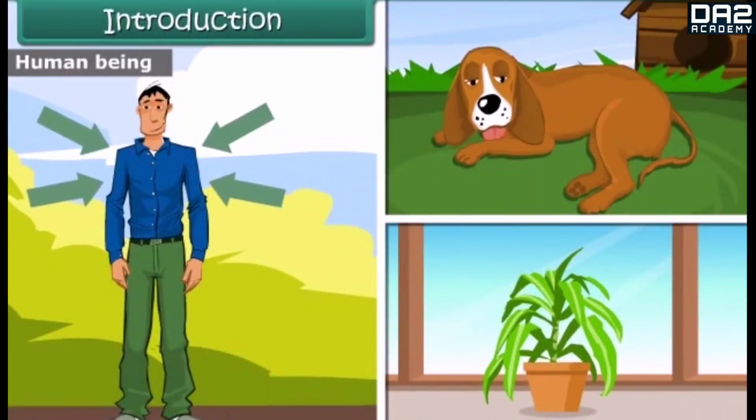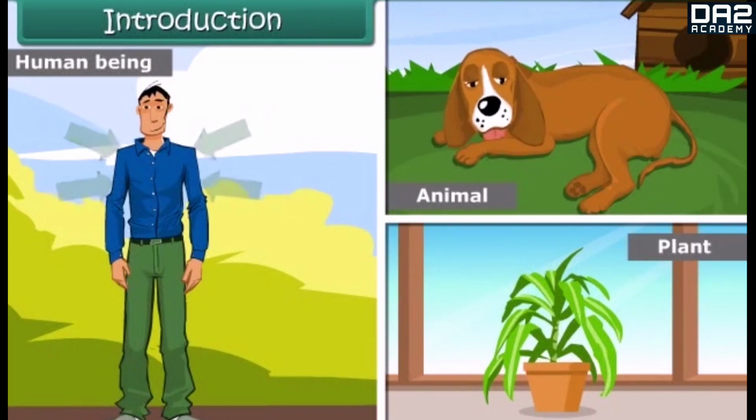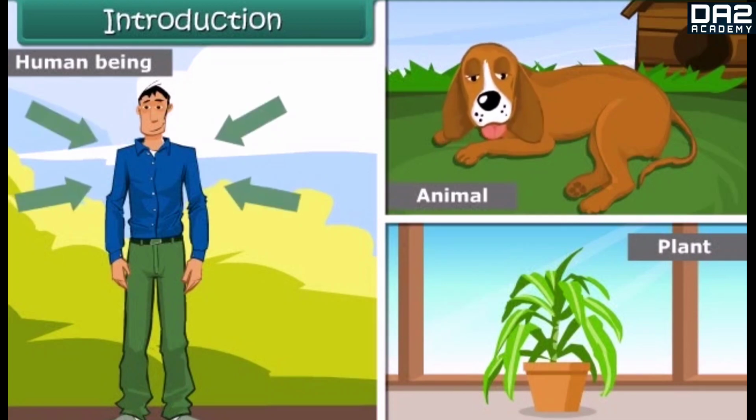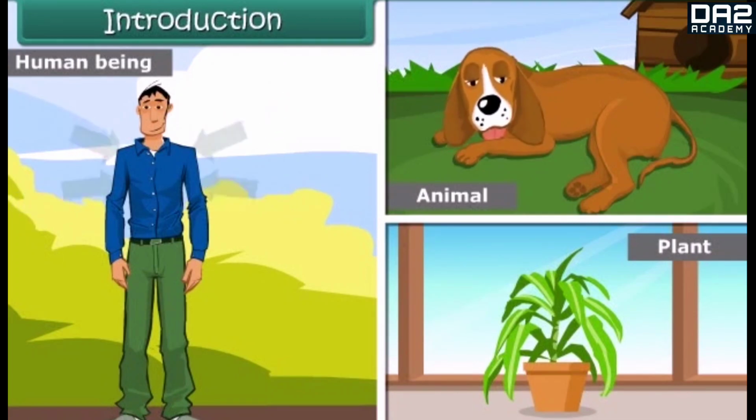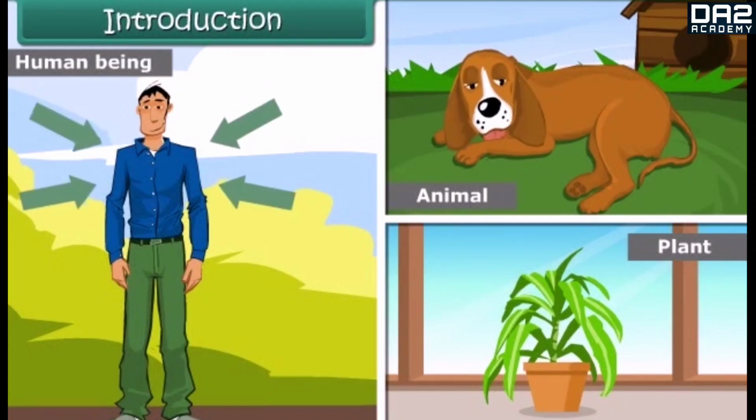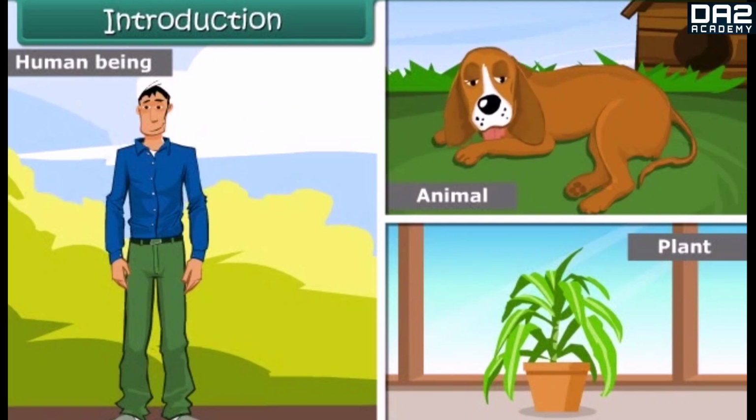Human beings, animals and plants depend on oxygen to survive. While some animals resemble human beings in their techniques of respiration, some others have completely different respiratory mechanisms. Plants also have a unique way of breathing. In this lesson, we will study respiration in plants and animals in detail.